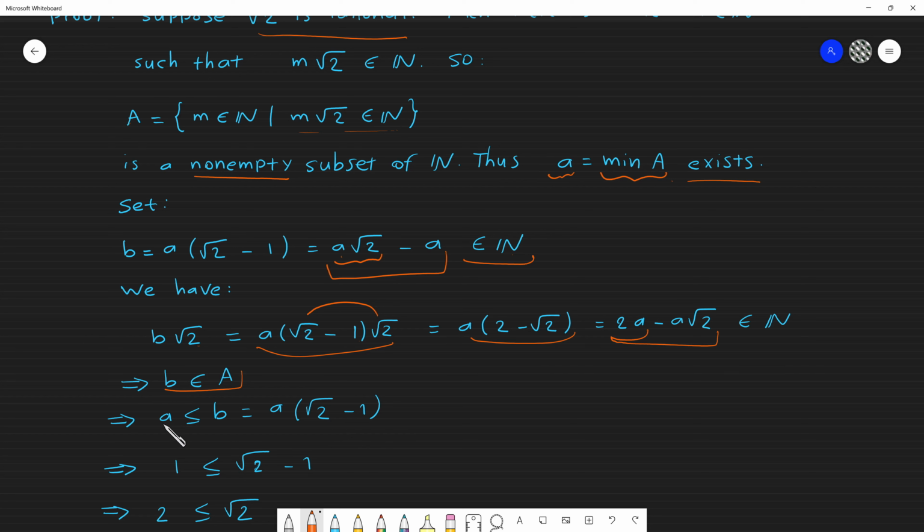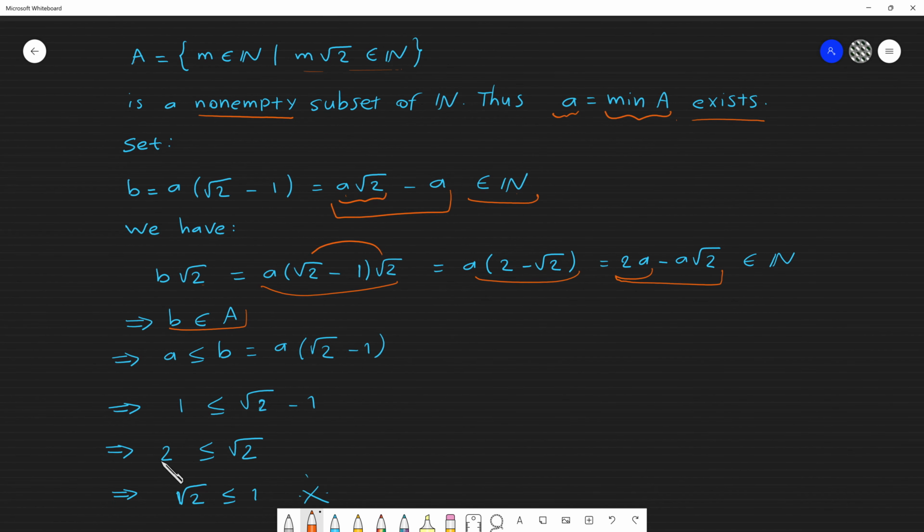a is a positive integer, so we can cancel a from both sides, and we get 1 is less than or equal to square root of 2 minus 1. And if 1 goes to the other side, we get 2 is less than or equal to square root of 2.